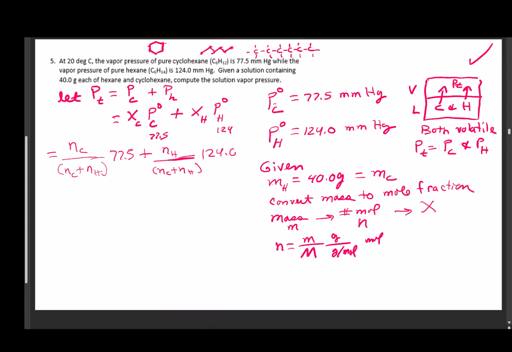In this cyclohexane structure, there's actually 2 hydrogens on each carbon in that apex there to get 12. How this solution forms is that these are both hydrocarbons. They contain only carbon and hydrogen.